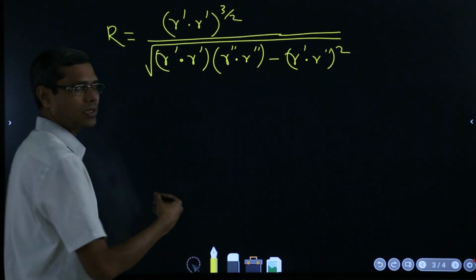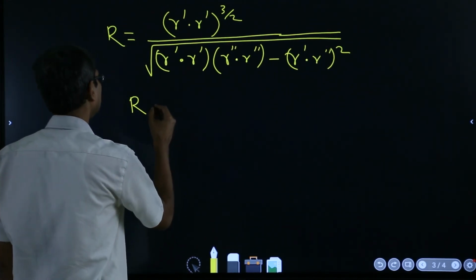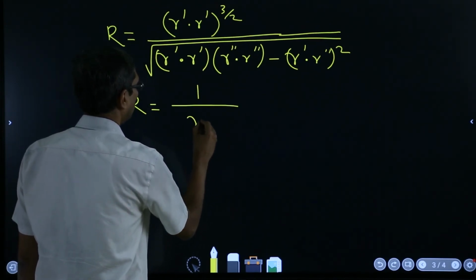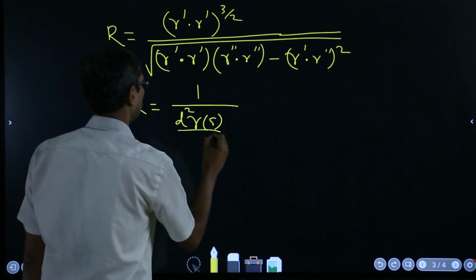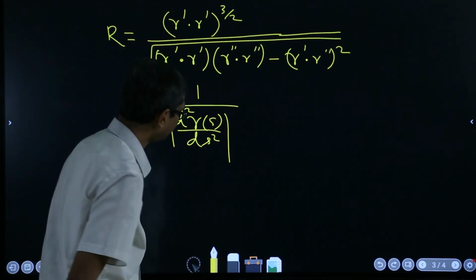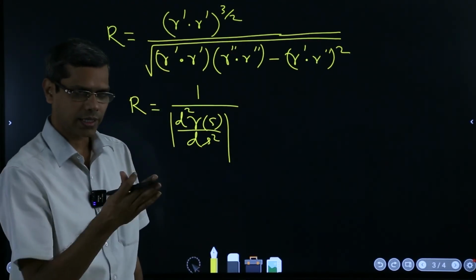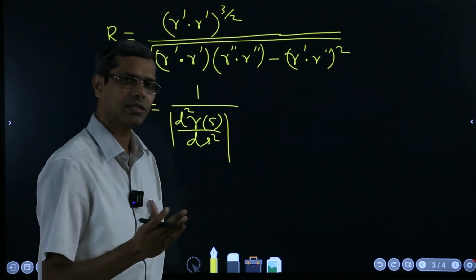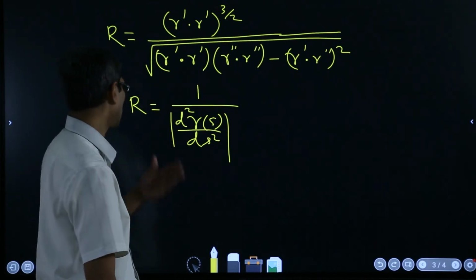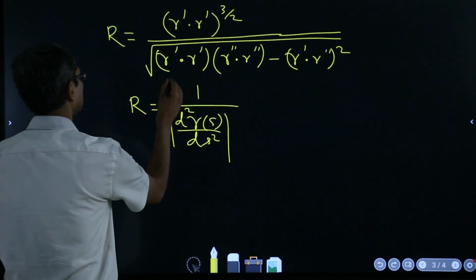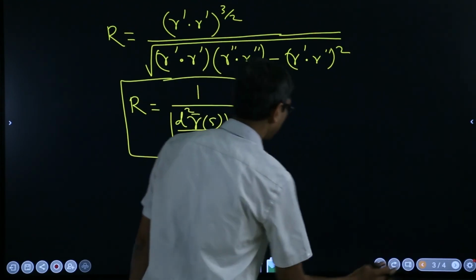But if the position vector, small r, is expressed in terms of S, that is the arc length, then R will be nothing but 1 over the magnitude of d square r of S over d S squared. Okay. Because Et is nothing but dr over ds, and curvature is nothing but the change in the tangent vector, the rate of change of tangent vector with s. So its magnitude inverse is nothing but the radius of curvature. So this is the simplicity with which you can calculate R if a position vector is defined in terms of s.